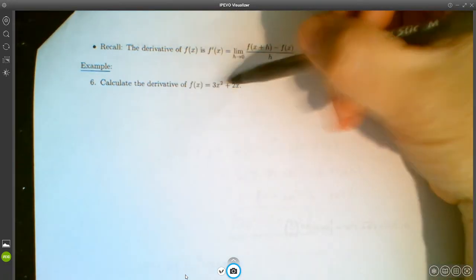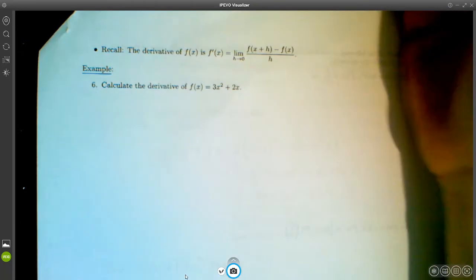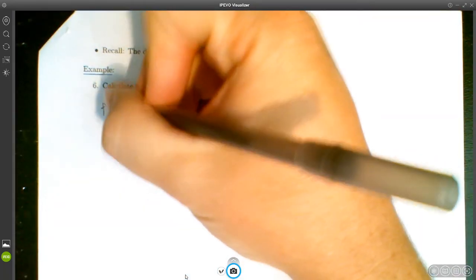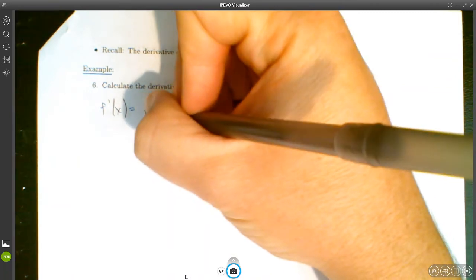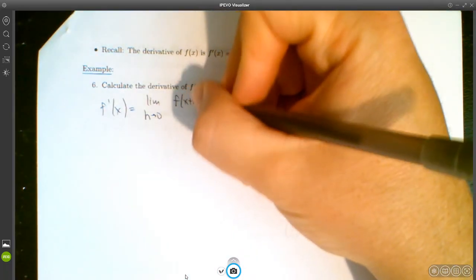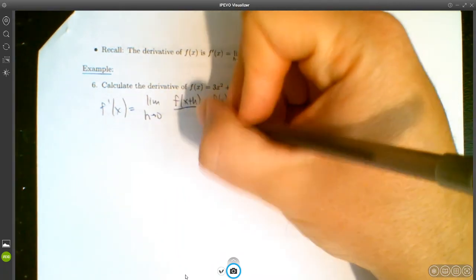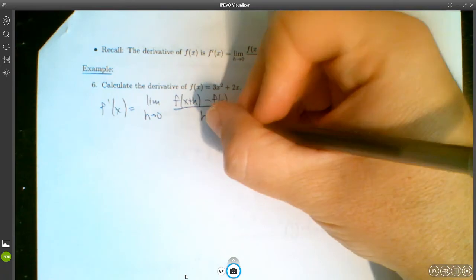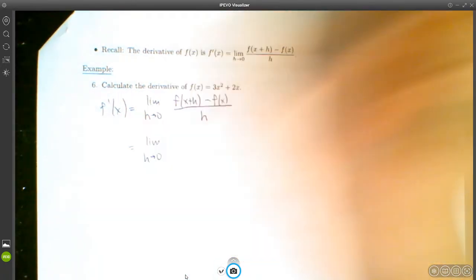So let's calculate the derivative of this function here, 3x squared plus 2x. Okay, so f prime of x, the derivative, is going to be the limit as h approaches 0 of f of x plus h minus f of x over h. Okay, so that's the limit as h approaches 0.